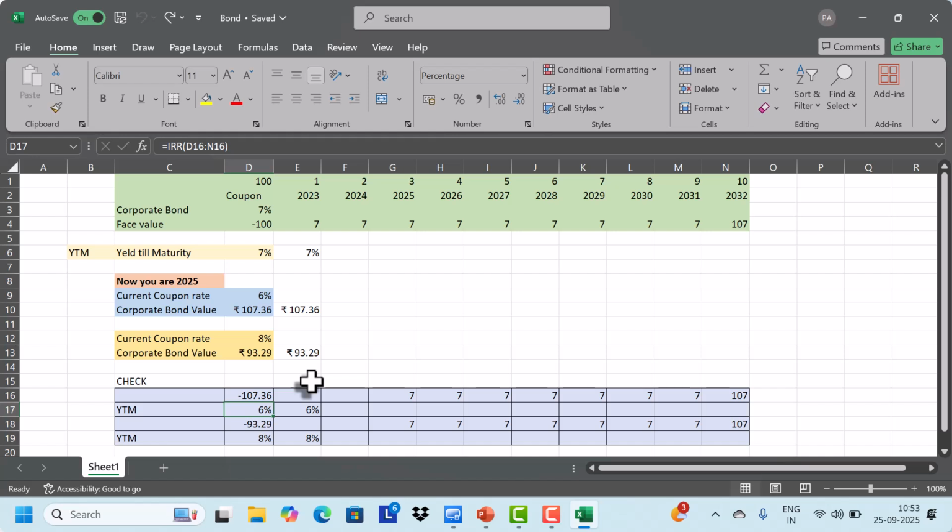YTM. See, first of all, we go to the stock exchange and find out what is the price of the bond of that company. And what is the maturity period? So put that into an Excel sheet and calculate what YTM you're getting. Now, in the stock exchange, you will get the YTM already published.